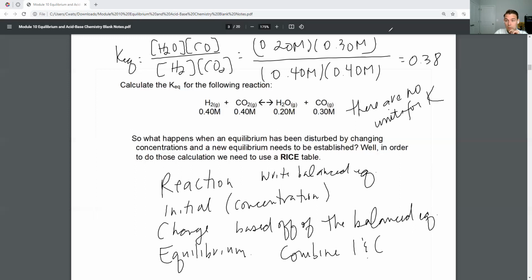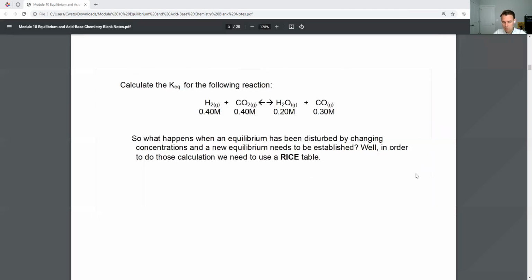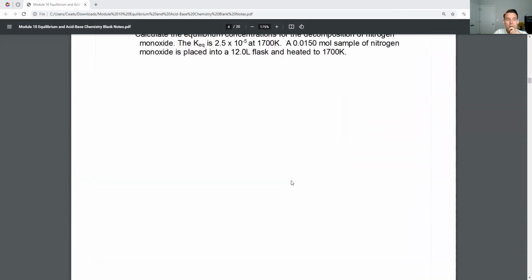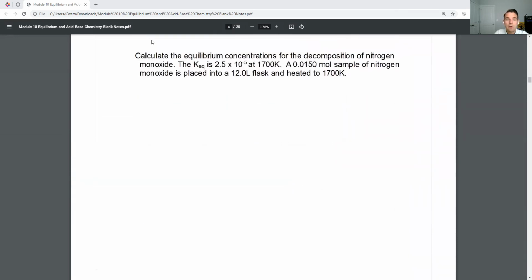Okay, so let's do one. I think we're going to do two. We are going to calculate the equilibrium concentrations for the decomposition of nitrogen monoxide. So I'm going to stop there and write out my reaction, the decomposition of nitrogen monoxide.